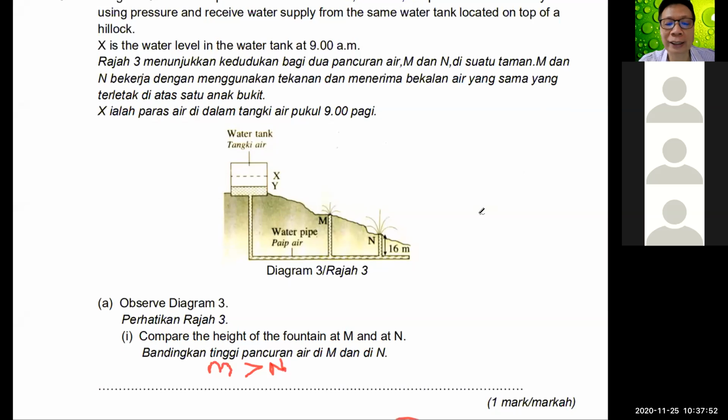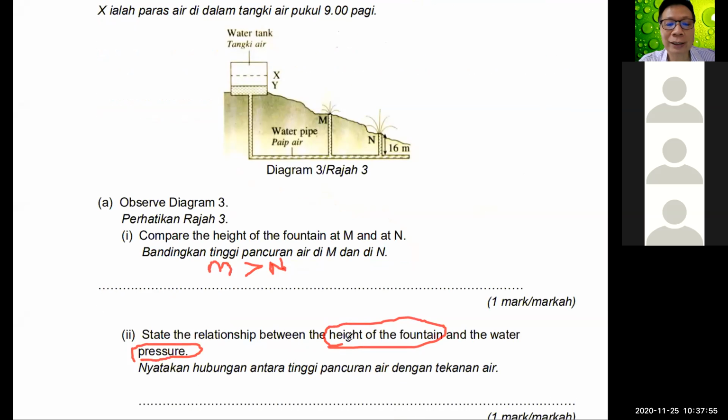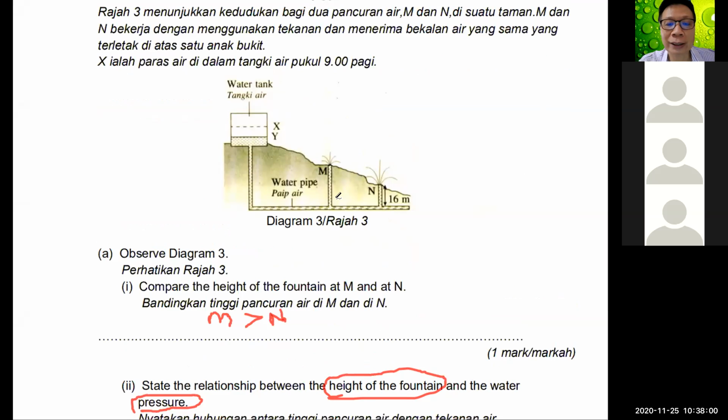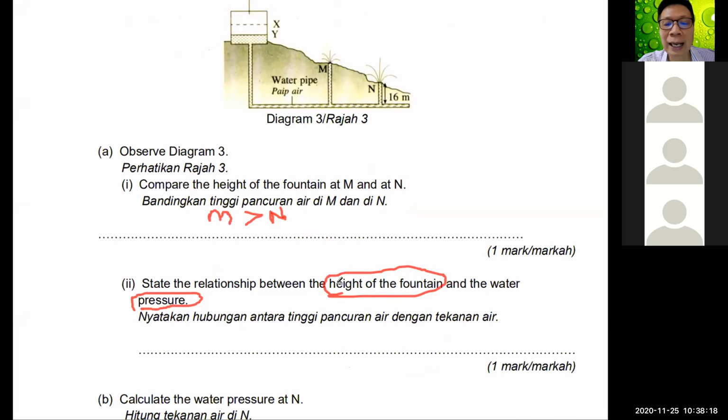Okay, so your answer should be like this, because they ask you to state the relation between the height and the water pressure. So you say like this, the greater the height, the lower the water pressure. Here is height, very high, but the pressure is lower. You can see here. The greater the height, the lower the pressure. Height here refer to the height of the fountain, not height of the water. The greater the height of the fountain, the lower the water pressure.